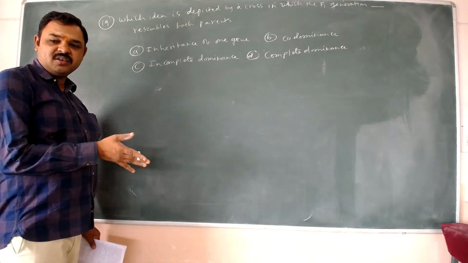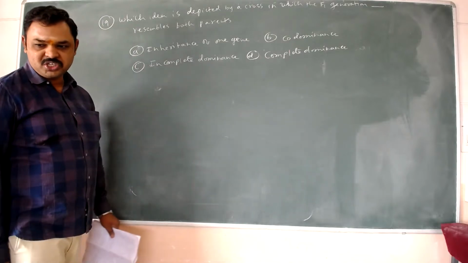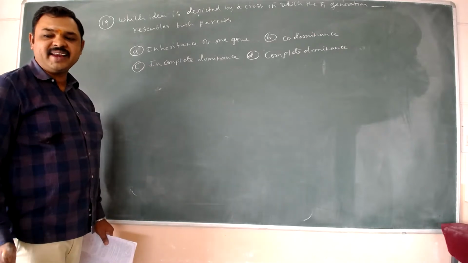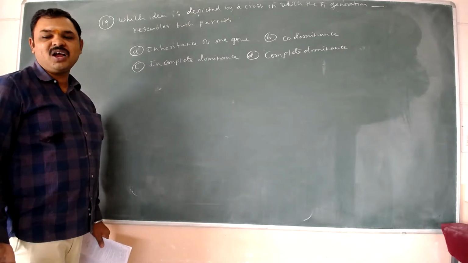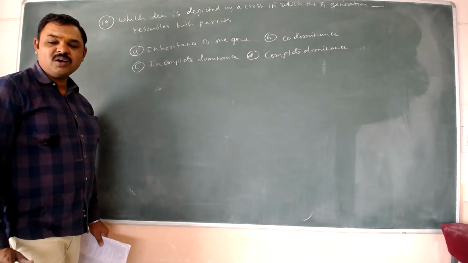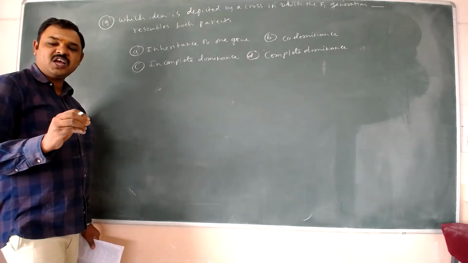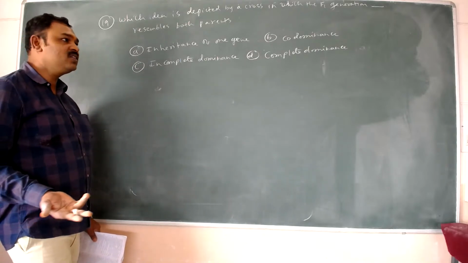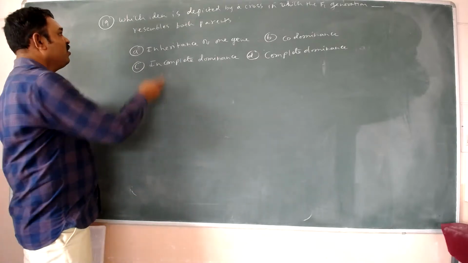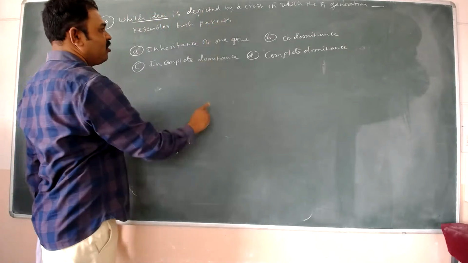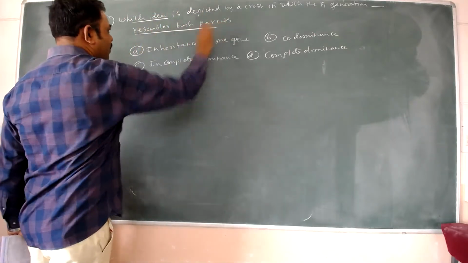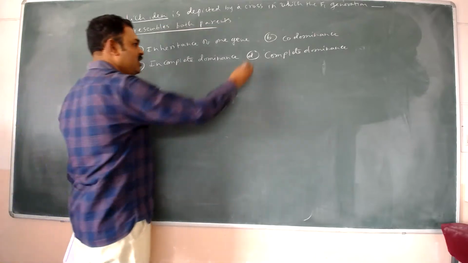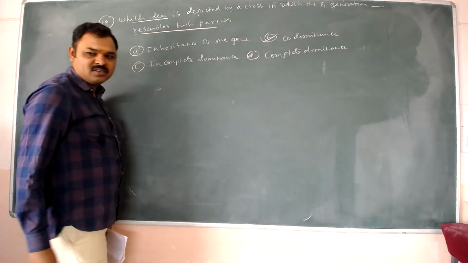But this question is relevant to the previous question only. The expression of both alleles equally, both parent characters expressed, how will it be called? Codominance. Codominance is nothing but the expression of both alleles or both parent characters equally. Here, which idea is depicted by a cross in which both parent characters are seen in F1? If both parent characters are seen, it is codominance.